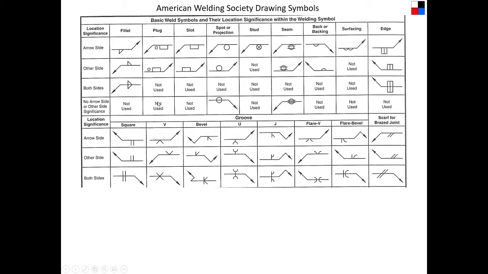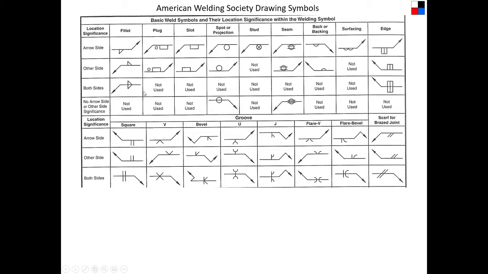You may not know a lot about all of these welds, but the fillet weld is the most common weld to be used. If it has the symbol below, it's on the side that the arrow is pointing to. If it is above the line, it's the side opposite the one that the fillet's pointing to, and if it's above and below, then it's on both sides.